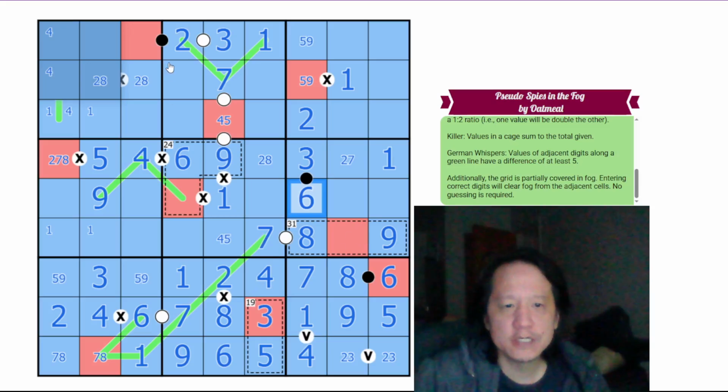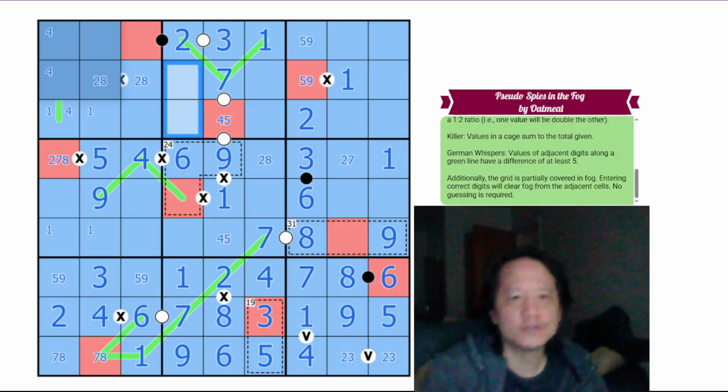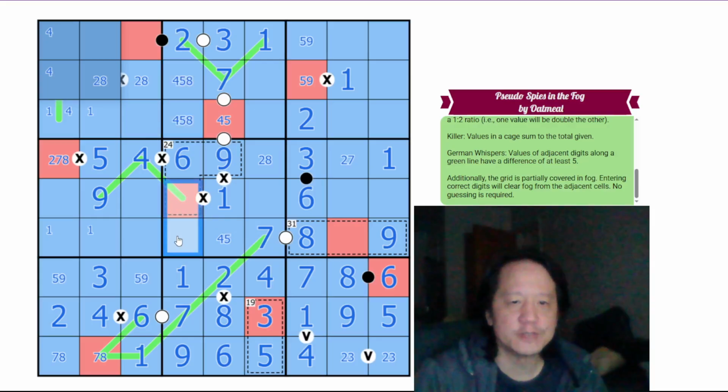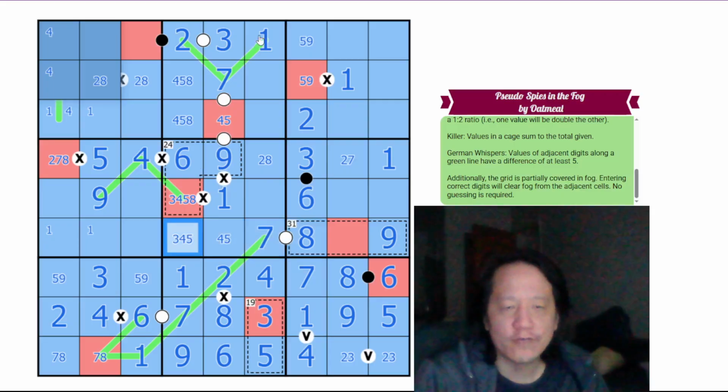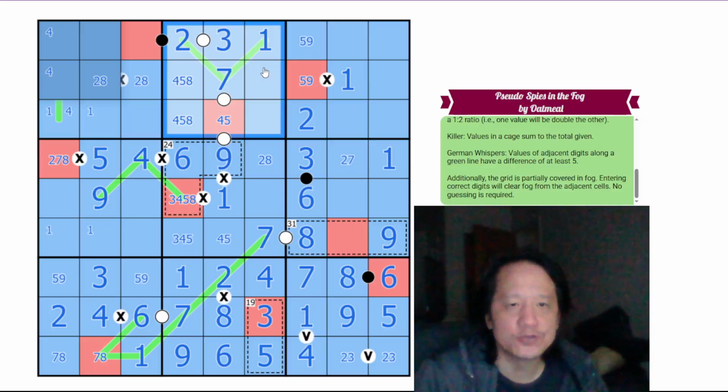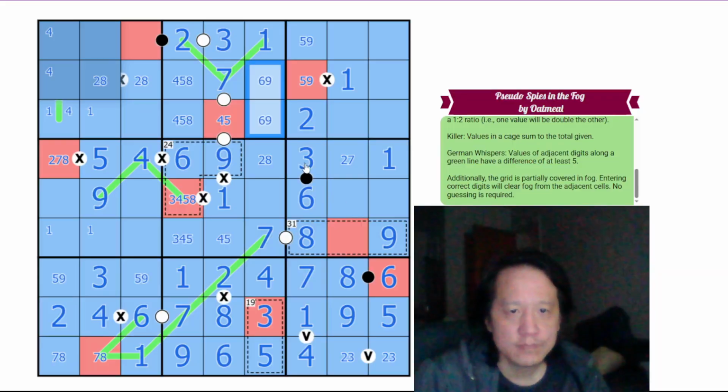Remaining digits in column 4. We have 3, 4, 5, and 8. 3 cannot be here, so this is 4, 5, or 8. And this must be 3, 4, 5, or 8. 8 cannot be here because of 8 in the row. We have a 4, 5, 8 triplet in this upper central box, which eliminates 4, 5, 8 in the rest of the box. So this must be 6 and 9 as a pair.